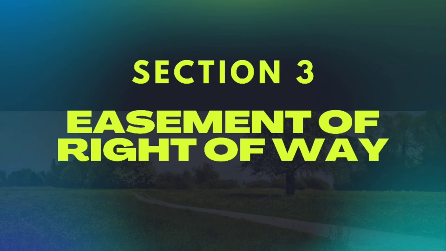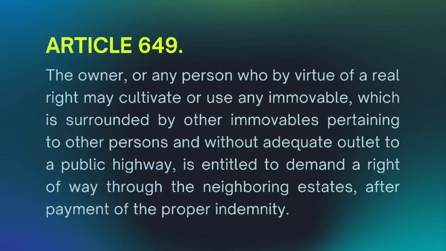Section 3. Easement of right of way. Article 649. The owner, or any person who by virtue of a real right, may cultivate or use any immovable, which is surrounded by other immovables pertaining to other persons, and without adequate outlet to a public highway, is entitled to demand a right of way through the neighboring estates, after payment of the proper indemnity.